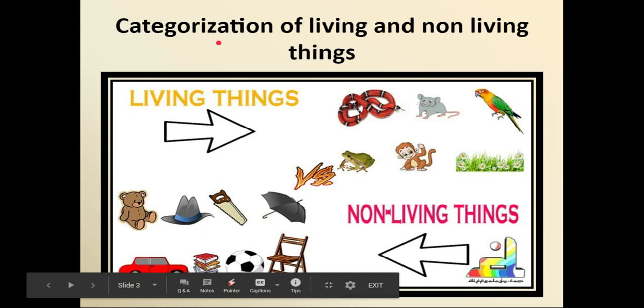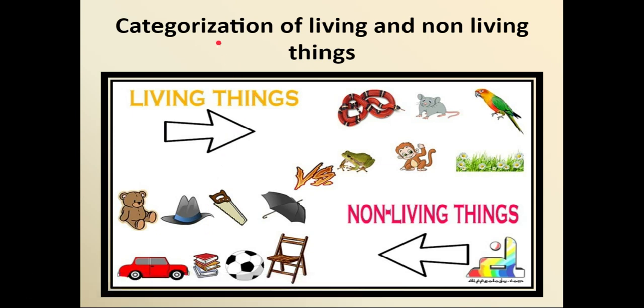First of all, we have to understand the categorization of living and non-living things. Students, when we are going to categorize things being placed in front of us, we have to consider cellular organization, that is eukaryotic or prokaryotic. Here, many things are being placed in front of you, like umbrella, ball, etc. We have to focus on cellular organization.